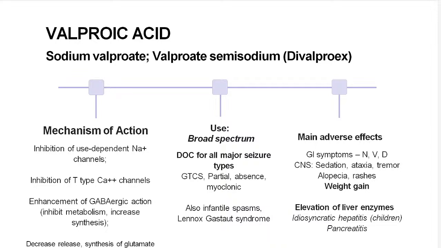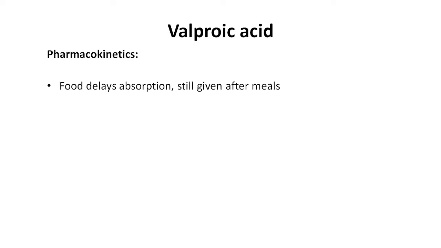Just like carbamazepine, there is also a problem of elevation of liver enzymes seen with valproic acid. So you have to be careful when you use carbamazepine or valproic acid in individuals who have pre-existing liver impairment, hepatic impairment. So you have to monitor those individuals. Pancreatitis is a rare but serious problem which can happen with valproic acid. Food delays the absorption of valproic acid, so it is given after meals because it prevents the GI adverse effects.